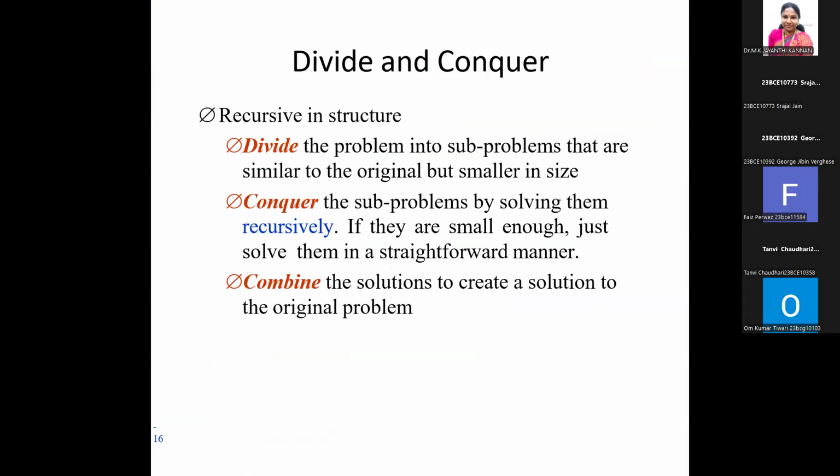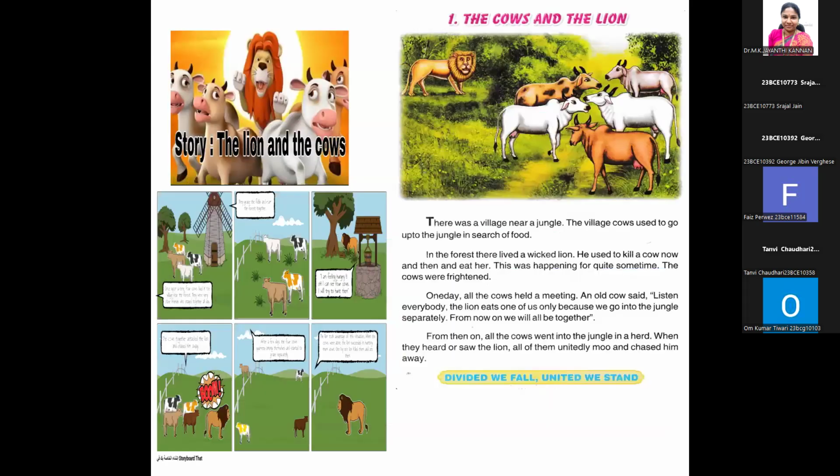I think we started with the divide and conquer technique, no? Yesterday. Which topic were we discussing yesterday? Divide and conquer technique. Which topic were we discussing? It's the divide and conquer technique. I think we started with this.